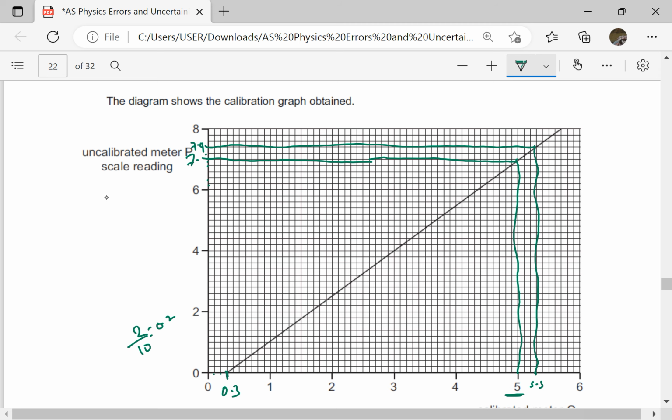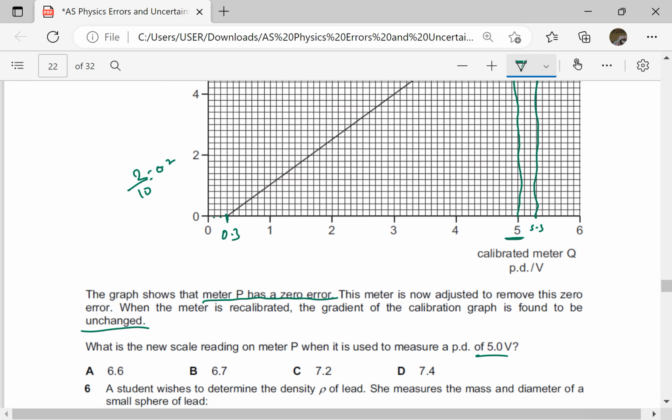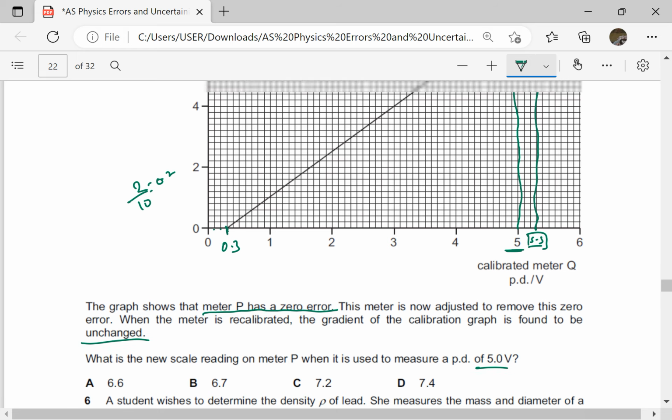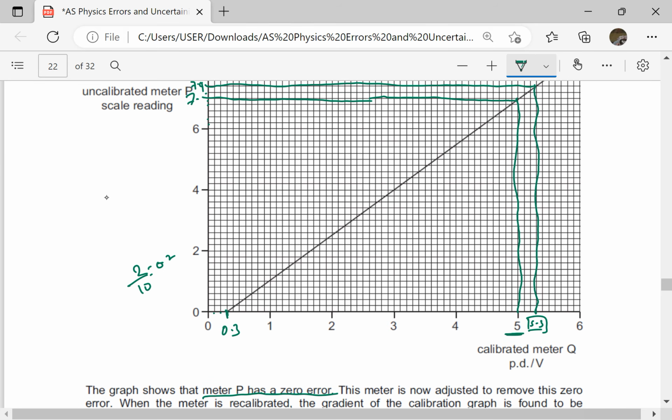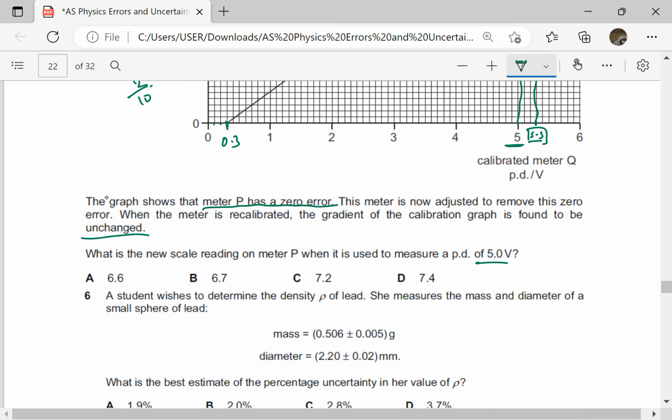7.4. So because this is starting from 0.3, if it is recalibrated and the gradient does not change, we shall just add 0.3 on the other side, so that it will give us 5.3, which reads 7.4 on the other scale. So therefore it means the new scale reading on meter P is going to be 7.4 volts.